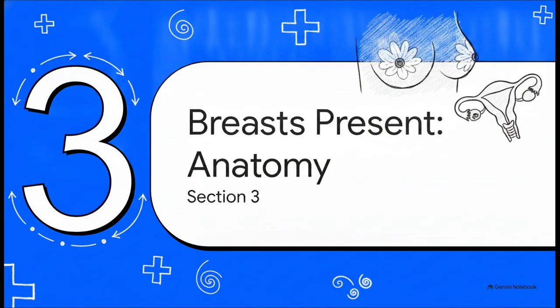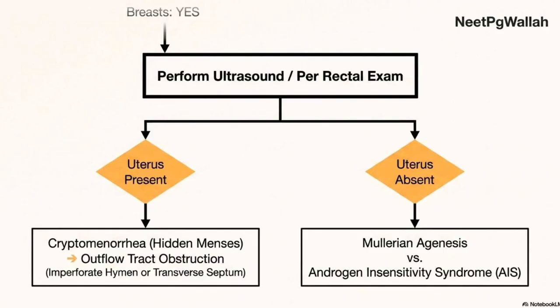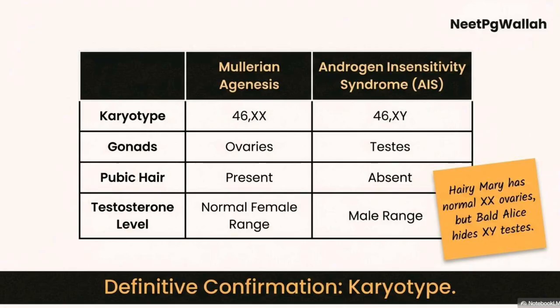Which brings us to Section 3, breasts present, checking anatomy. So what do we do if the answer is yes? If estrogen is normal, we know the hormonal engine is running perfectly. That means our detective work has to shift downward. We're now looking for an anatomical roadblock. And we do this by getting an ultrasound or doing a per rectal exam. This creates our next big diagnostic branch. Either the uterus is present, meaning the blood is just trapped behind some sort of obstruction, or the uterus is entirely absent, which pushes us toward conditions like Mullerian agenesis or androgen insensitivity syndrome, commonly known as AIS.